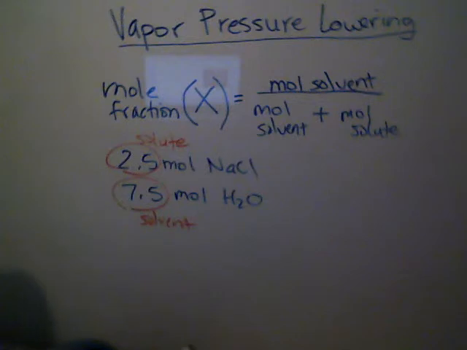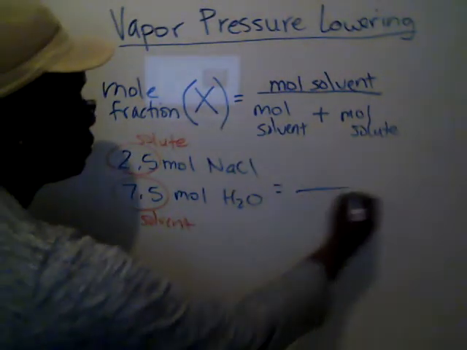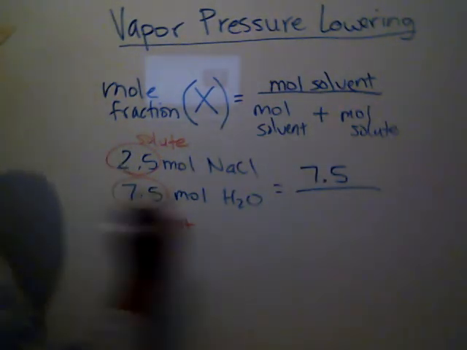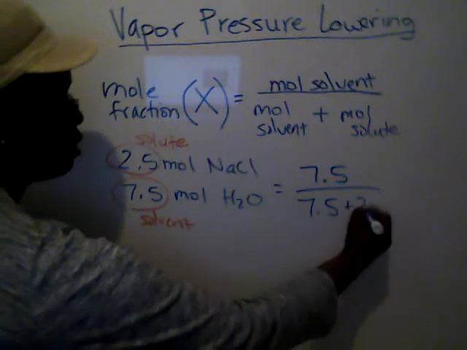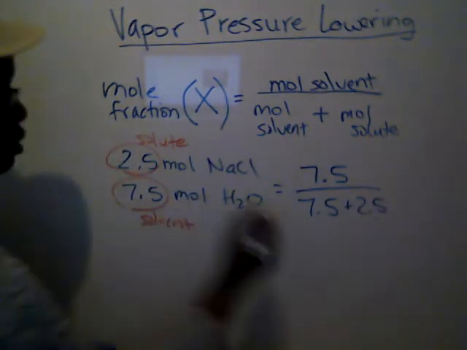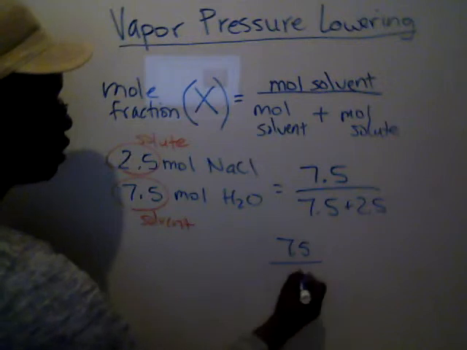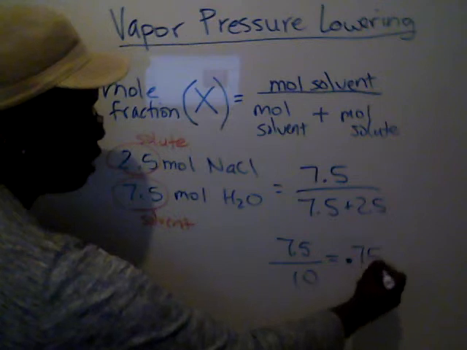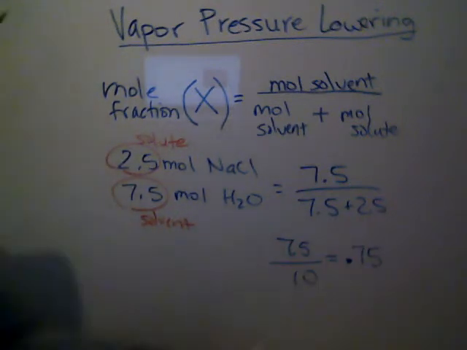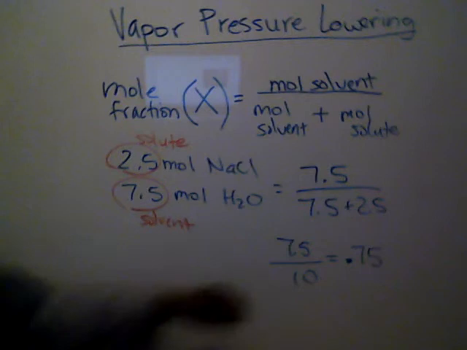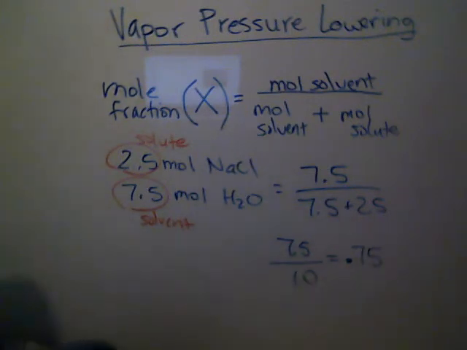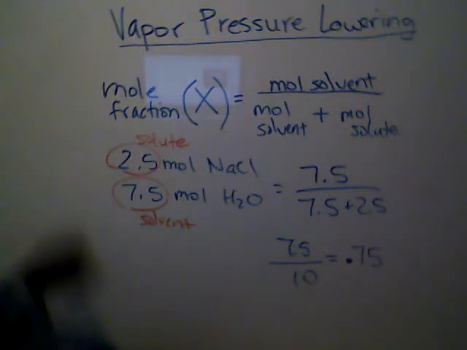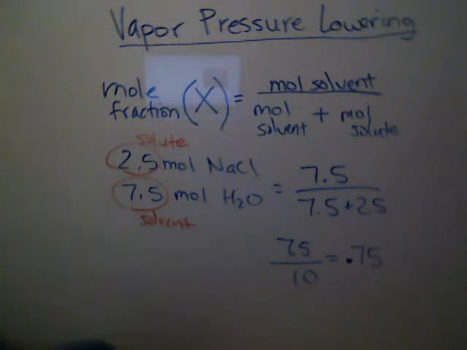So if we plug that into our equation, we would just do moles of the solvent, which is this guy, so 7.5 over these two added together. So the solvent plus the solute. Okay, so we would end up with 7.5 over 10, which is 0.75. Now for the mole fraction, it is perfectly fine to leave it in terms of a decimal. So the way that we would interpret 0.75, what that means is this mixture is about 75% solvent. It's not 100% solvent, but it's about 75% solvent.